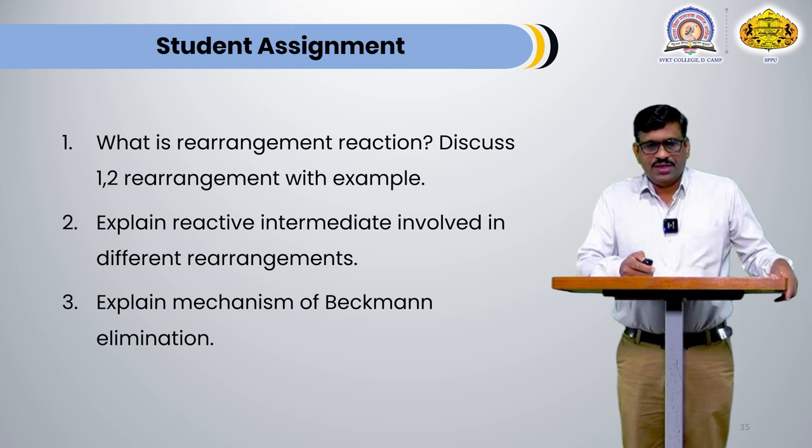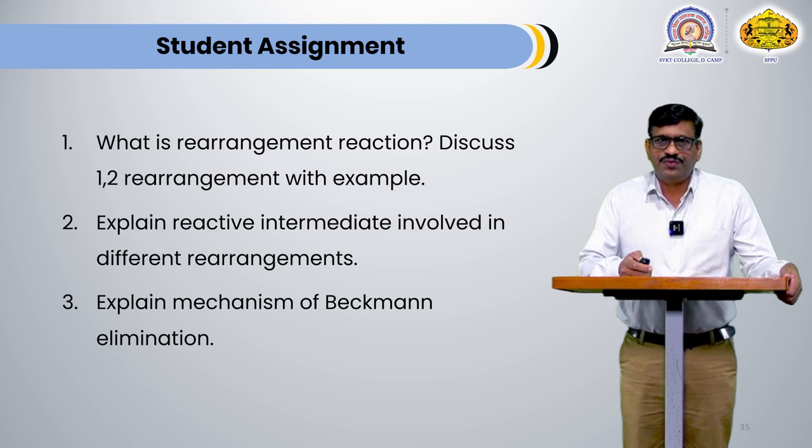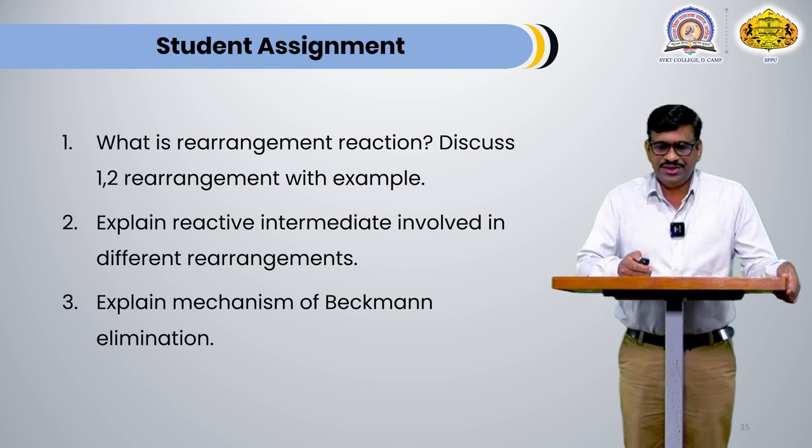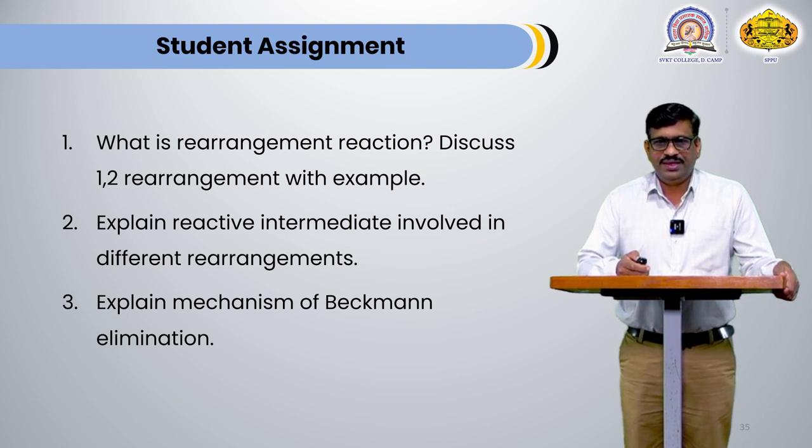Student assignment. We have discussed various aspects of rearrangement reaction. On the basis of the discussion, you should answer the following questions. What is a rearrangement reaction? Discuss 1-2 rearrangement reaction with example. In this question, you have to give the definition of rearrangement as well as a discussion regarding 1-2 rearrangement reaction. Explain reactive intermediates involved in different rearrangements. We have seen different intermediates like carbocation, nitrene intermediate, oxonium intermediate. All these intermediates you have to explain. Then explain the mechanism of Beckmann rearrangement.